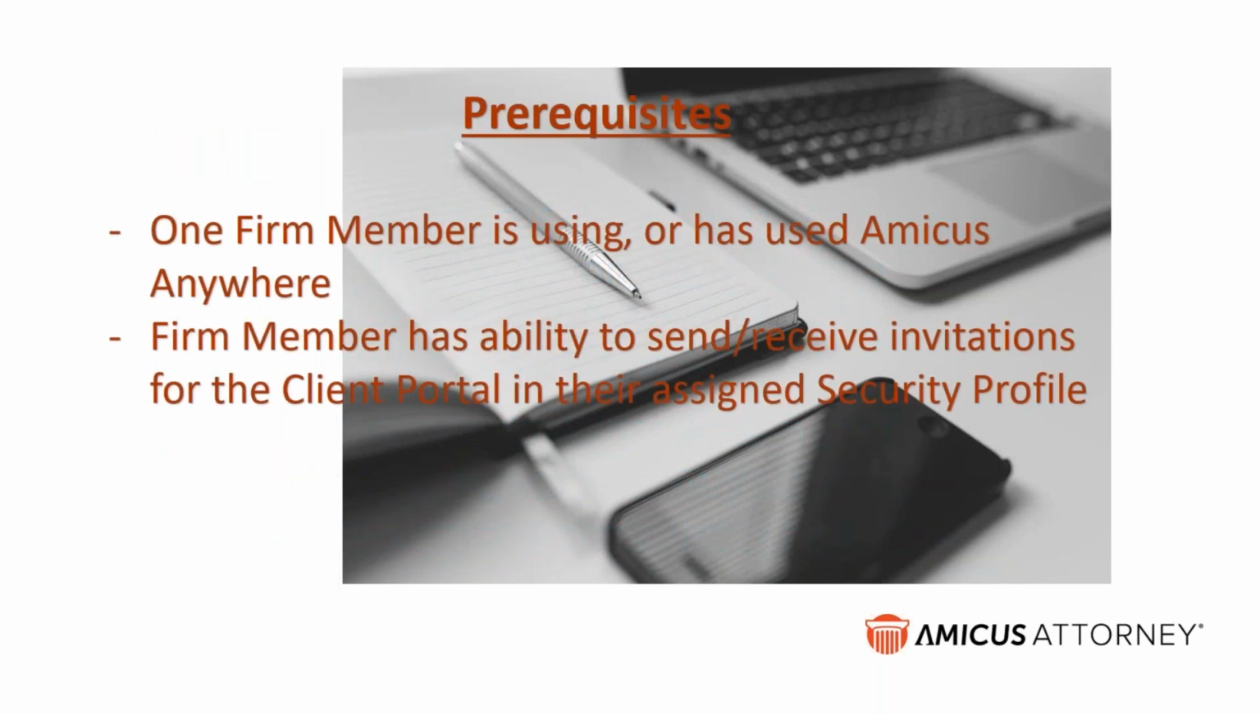Now, there are some prerequisites. At least one firm member has to be currently using or has used Amicus Anywhere at some point in the past. Firm members using the Client Portal must have the ability to send and receive invites for the portal in their security profile. And as of end of April of this year, 2018, Amicus Anywhere and Portal Access will only be available for the current version of the program.